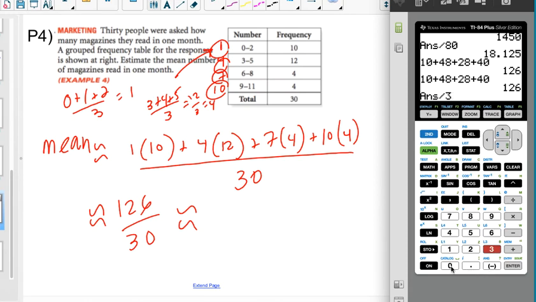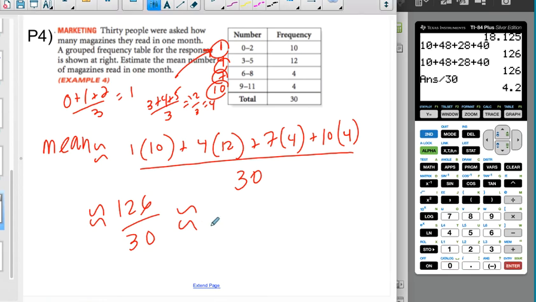To be 4.2 magazines per month, right? And because there are units, I want to include units, magazines per month. And that's the end of this section.